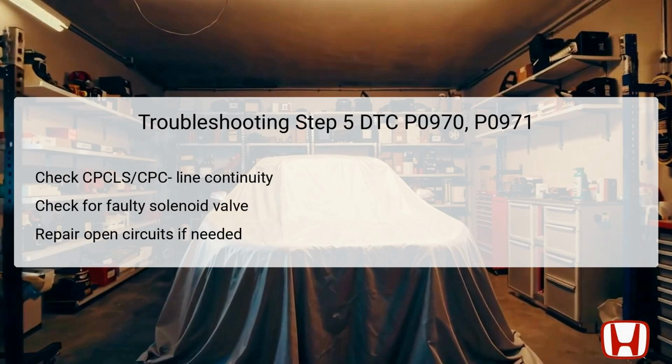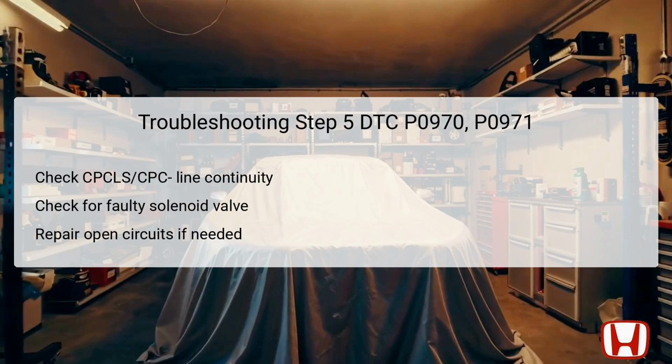In the final troubleshooting step, the focus shifts to the CPCLS CPC- line for continuity evaluations. Ensure that the vehicle is in the off mode and that both the CVT clutch pressure control solenoid valve 2P connector and TCM 50P connector are still disconnected. Measure the continuity between test points, the CVT connector pin assigned to CPC- and body ground.